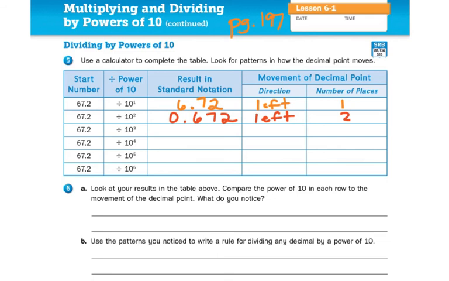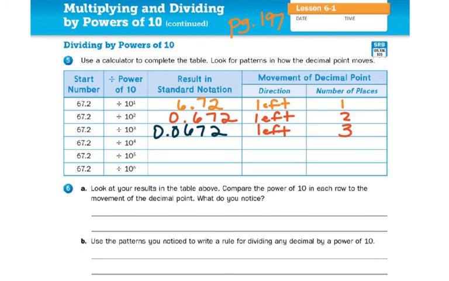So let's take 67.2, 67 and 2/10, divided by 10 to the third power. So we have to divide by 10 three times. Divided by 10 once, twice, three times. I end up with 0.0672. So it started here. It moved 1, 2, 3. I even have to add a 0 there, so it moved to the left 3 places.